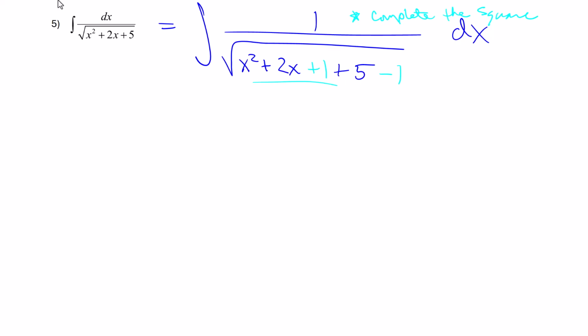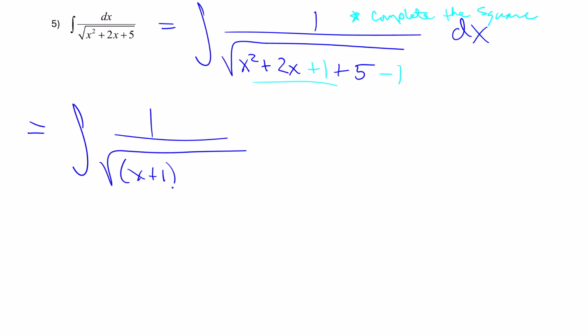So let's now rewrite this as the integral of 1 over the square root of x plus 1 in parentheses squared. Now that's replacing those first terms under the root, and then since we had a plus 5 minus 1, that'll turn into, of course, a plus 4, and then dx. So this is now giving us something in terms of one of our models.